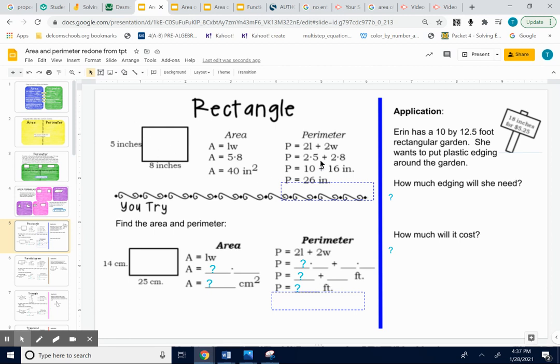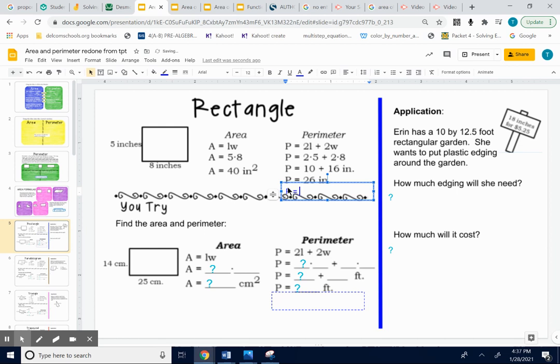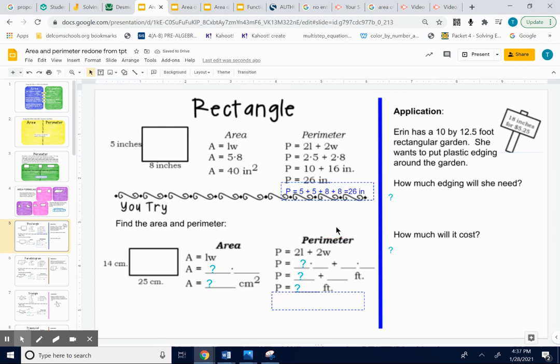Okay, for perimeter. Remember I said there's formulas. If you want to use those formulas, go for it. I have a spot down here, a text box, in case you don't want to do it their way. Because if it was me, I would just add up the sides. I would just say the perimeter is 5 plus 5 plus 8 plus 8. And then 5 and 5 is 10, and 8 and 8 is 16. And if I add 10 and 16 together, I get 26 inches. But you can use the other formulas if you want. I'm not going to mess with that.